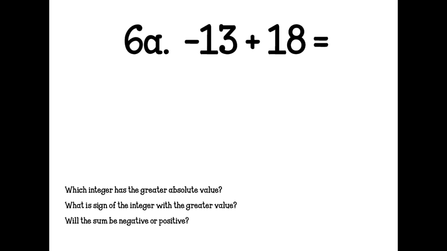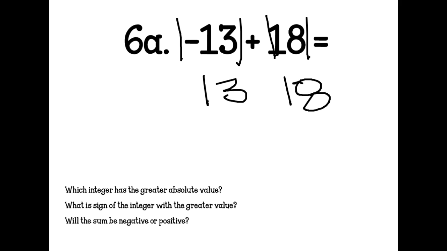6a, I have negative 13 plus 18. So now we have different signs, which means we are going to subtract their absolute values. So the first thing I do is I take their absolute values. Absolute value of negative 13 is 13. Absolute value of 18 is 18. But when they're different signs, I find the difference between the numbers. So I take the one that has the greater absolute value, which is 18, and then I subtract 13 from that, which gives me 5.